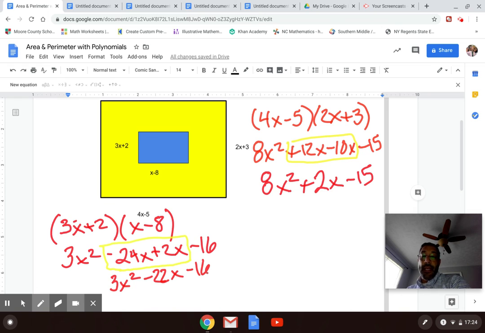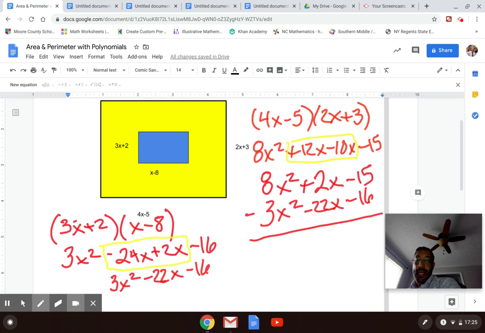All right, so now I come over here. So this here, the 8x squared plus 2x minus 15, that is my entire region. The 3x squared minus 22x minus 16 is my interior blue region. So if I want to find what is just the area of the yellow region, I am going to subtract this 3x squared minus 22x minus 16 from the 8x squared plus 2x minus 15.